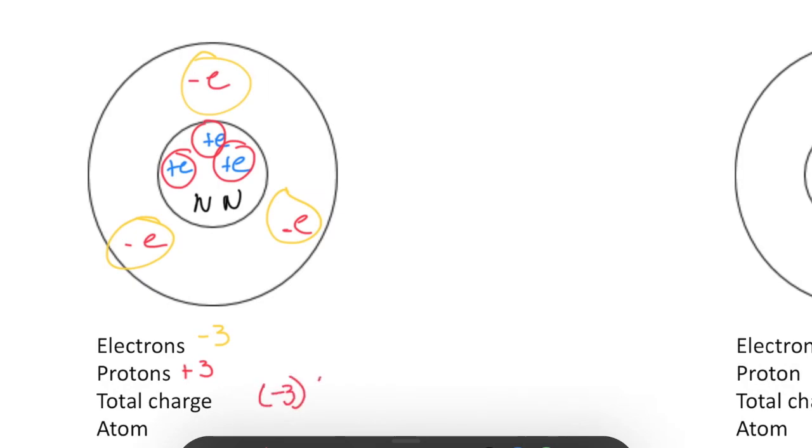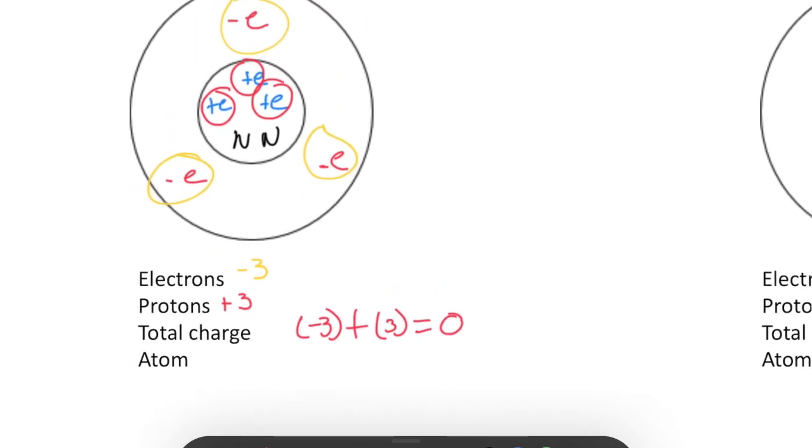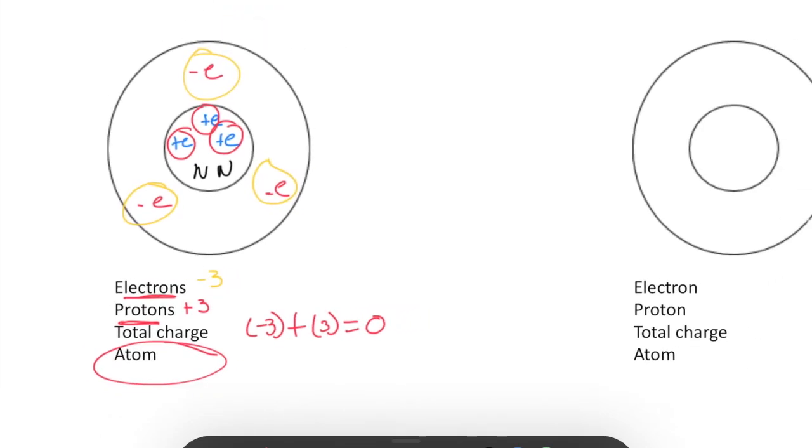Now, total charge, we are going to add everything, -3, +3. This is going to equal to what? 0. Now, in this one, this atom is what? Neutral. It's going to be neutral since it has the same quantity of electrons and protons. That means here we have a neutral atom.